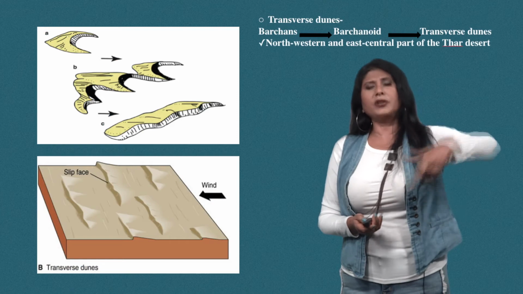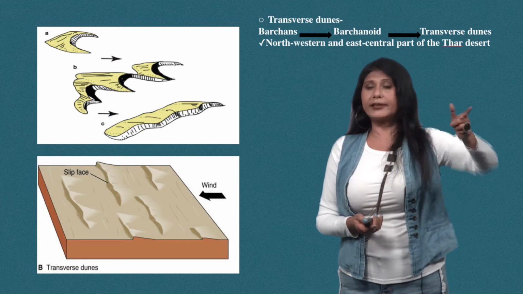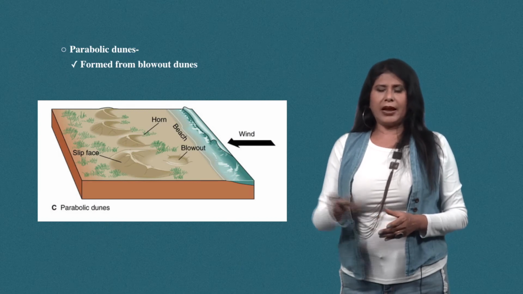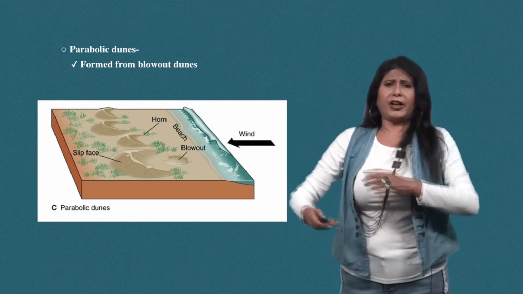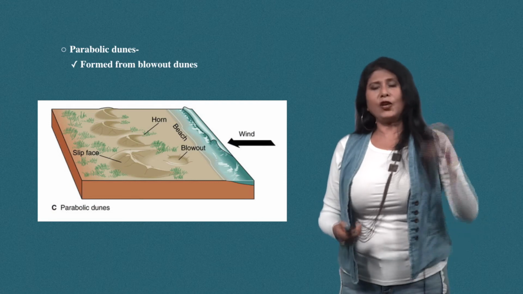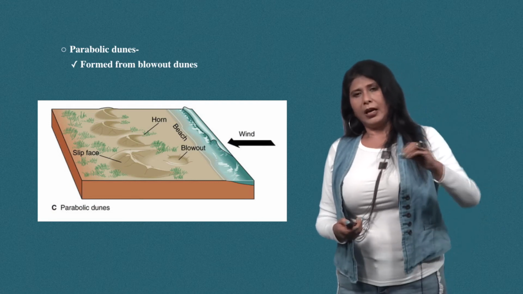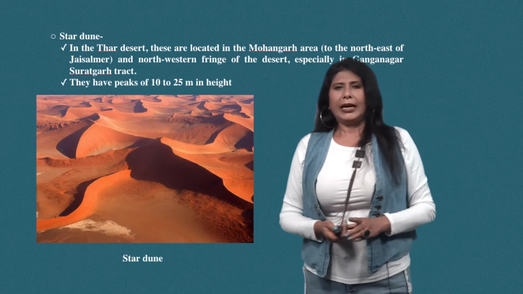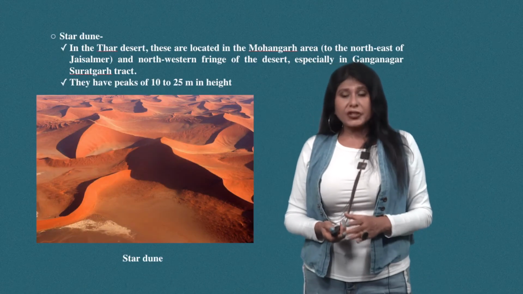Transverse dune, the long dunes which are against the direction of the wind. Parabolic dune, they are crescent shaped but very long, exactly opposite to a Barkhan. The horn is towards the wind direction. There are many such pictures available.